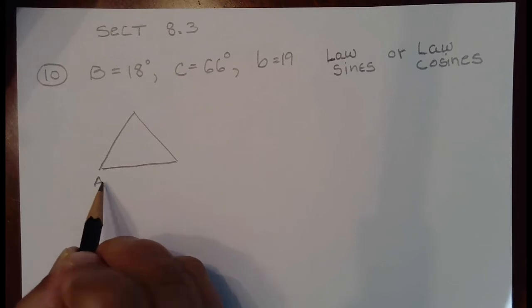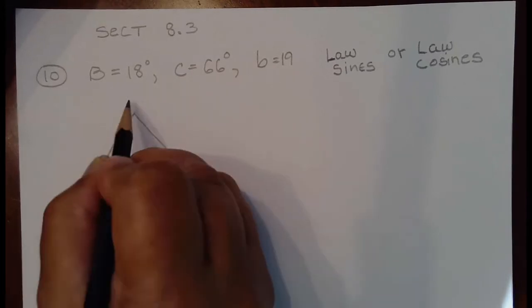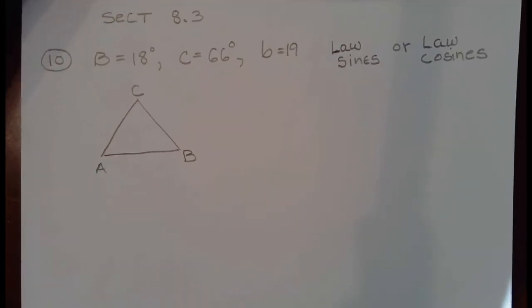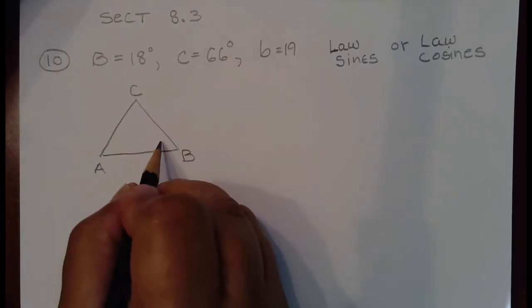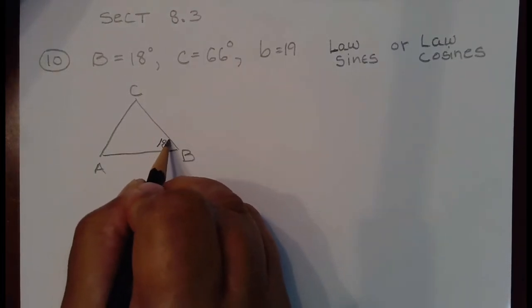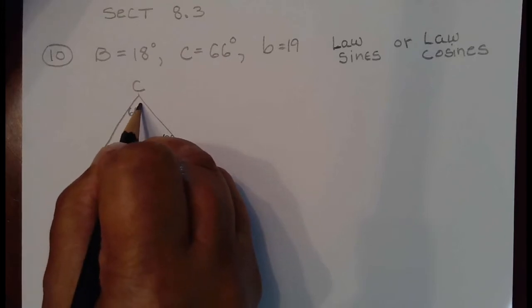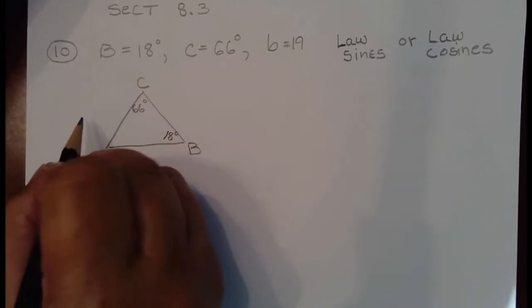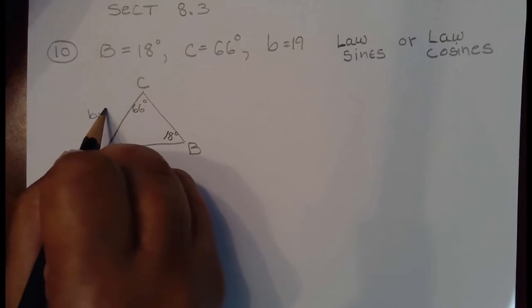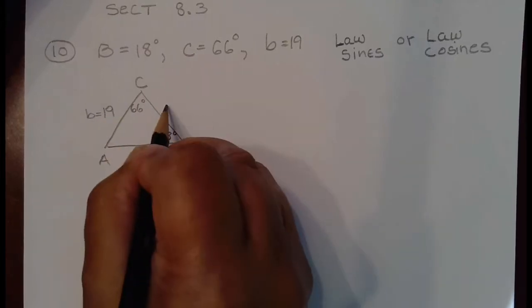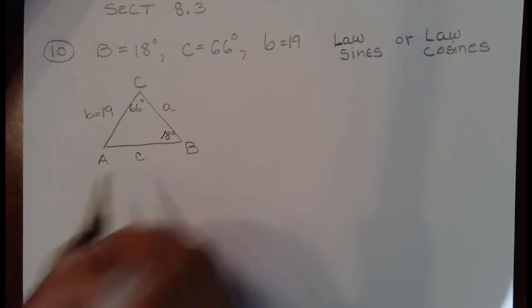So I'm going to label as I typically do. You can label any way you like, angles A, B, and C, and put the information that I've been given. So 18 for B, 66 for angle C, and side B, which would be across from angle B, 19. This will be side A, this will be side C.